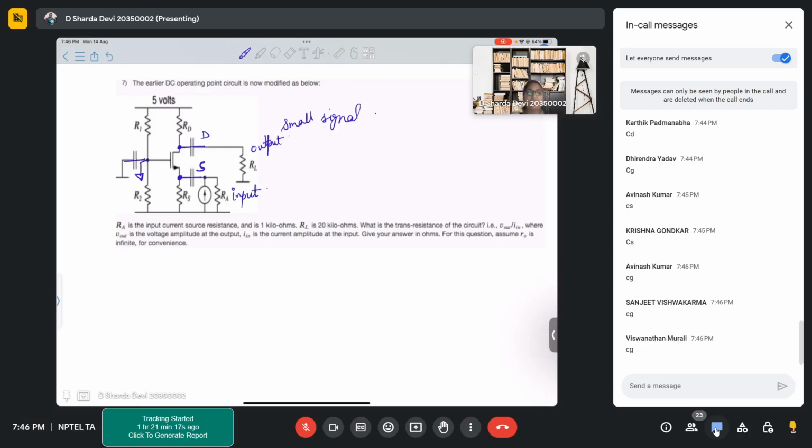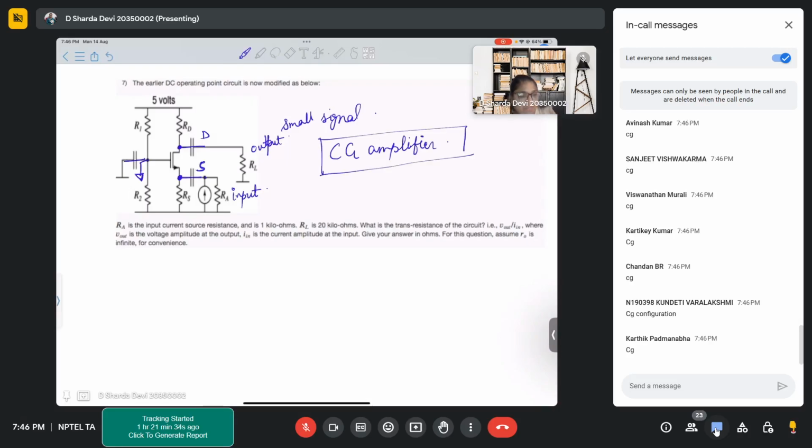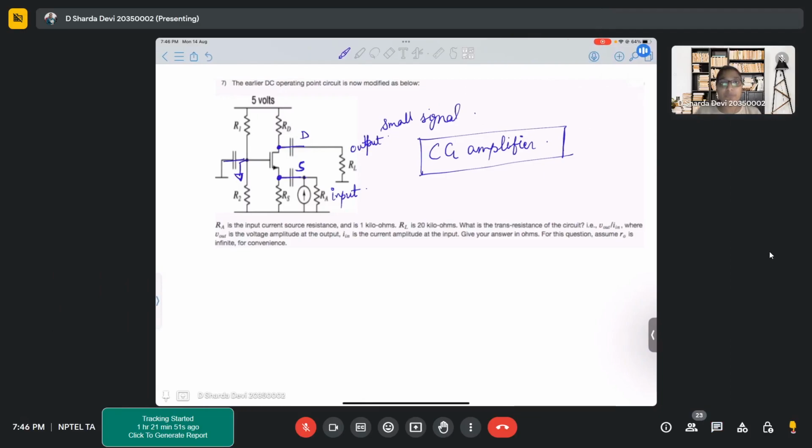Yes, what type of configuration is this, with input at source and output at drain? Yes, it is a CG amplifier. But everything looks very similar to a CS amplifier. What has changed is the location of the input, or the terminal from where you are supplying your input. So it is very important to look into your input supplies and where you are getting your output from. So this is a CG amplifier, not a CS amplifier.